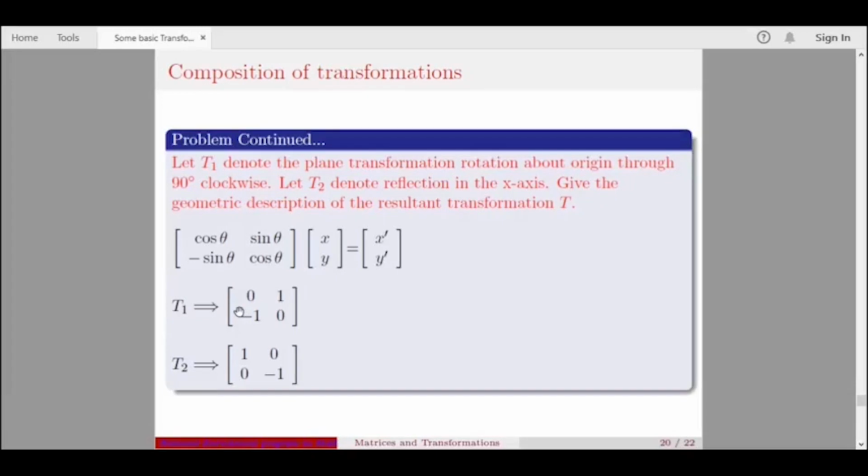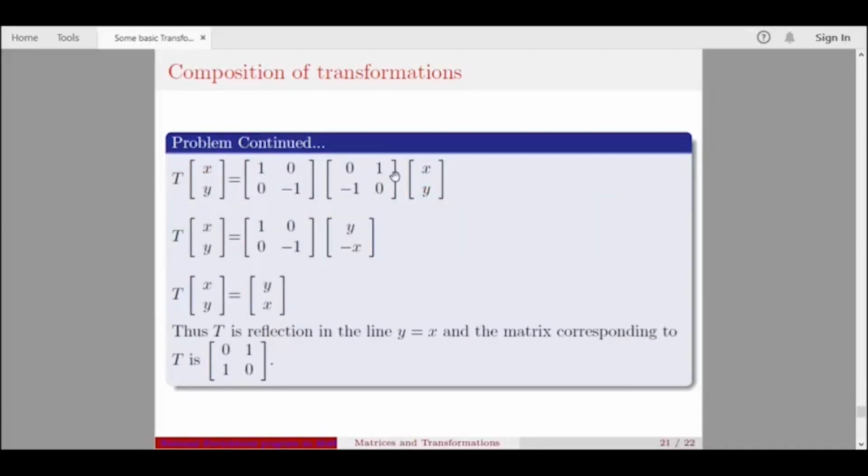Now what is T2? T2 is reflection in the x-axis. So reflection in the x-axis means the transformation is T of xy equal to x, minus y. So the corresponding matrix, this we have already seen, is 1, 0, 0, minus 1. Now we have to find the matrix of the resultant transformation. So T of xy equal to, this is T2, this is T1, xy. So T equal to T2 T1.